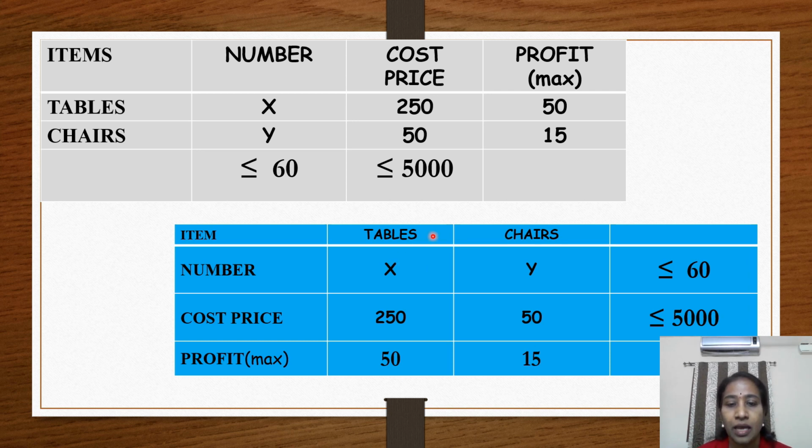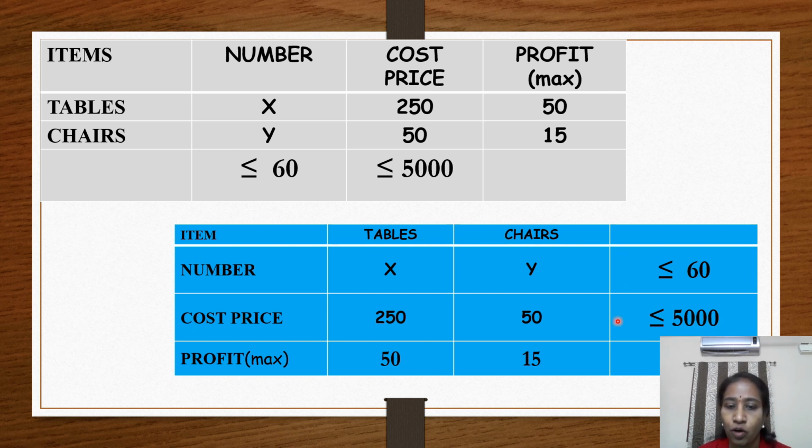That is, you can take the tables and chairs this way, number, cost price and profit in the column. So now I am writing the number of tables as X, number of chairs as Y. The cost price of each table as 250 rupees, the cost price of each chair as 50 rupees, and the profit of each table as 50, and the profit of each chair is 15. So I have written all this, and the number of tables and chairs should not exceed 60. So I write less than or equal to 60 here, and the cost price should not exceed 5,000 rupees. So I write rupees 5,000 here.